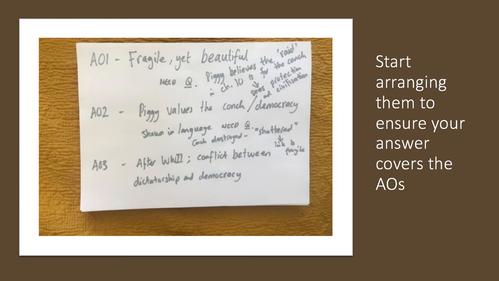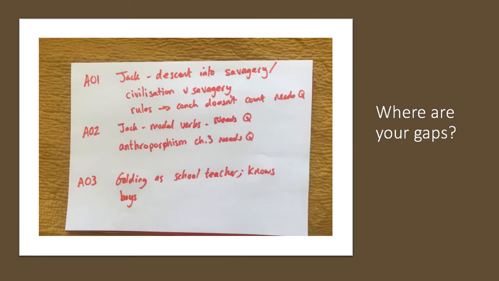So I've got this as my first paragraph on the fragility and beauty of the conch, which is linked to Piggy, his feelings about the conch and the destruction of both Piggy and the conch. My second paragraph will look at Jack and his reaction to the conch and how the conch starts as a barrier to the descent into savagery and then typifies the dichotomy of civilization and savagery.